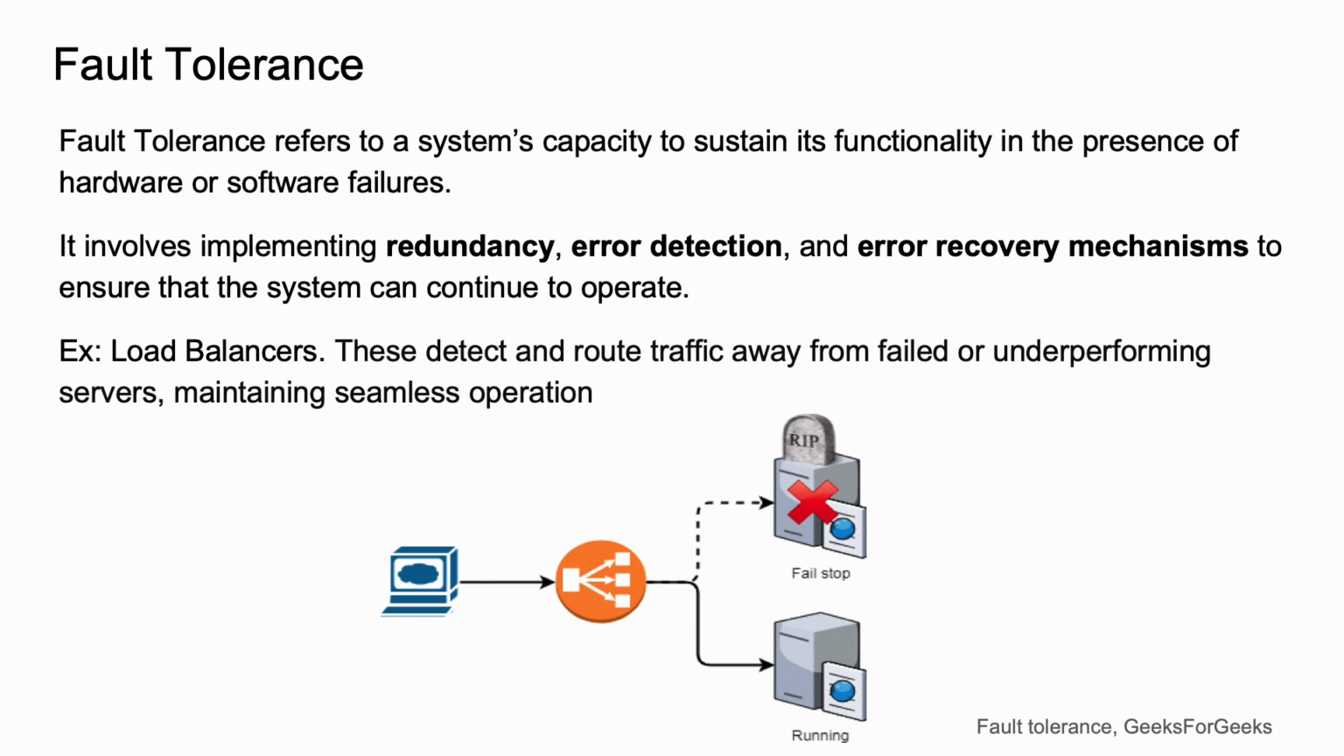Fault tolerance is like having a safety net for a system. It's the system's ability to keep working even if something goes wrong with its hardware or software. This is done by having backup systems in place, checking for errors, and automatically fixing them if they occur. So even if a part of the system fails, it can still carry on functioning smoothly without causing any major disruptions.